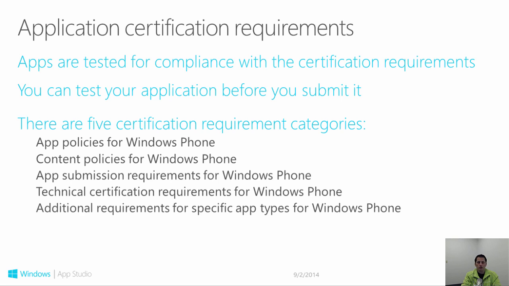For content policies for Windows Phone, your app must not contain any content that depicts or encourages harm or violence against a person or animal in the real world. Also, your app must not contain excessive or gratuitous profanity.